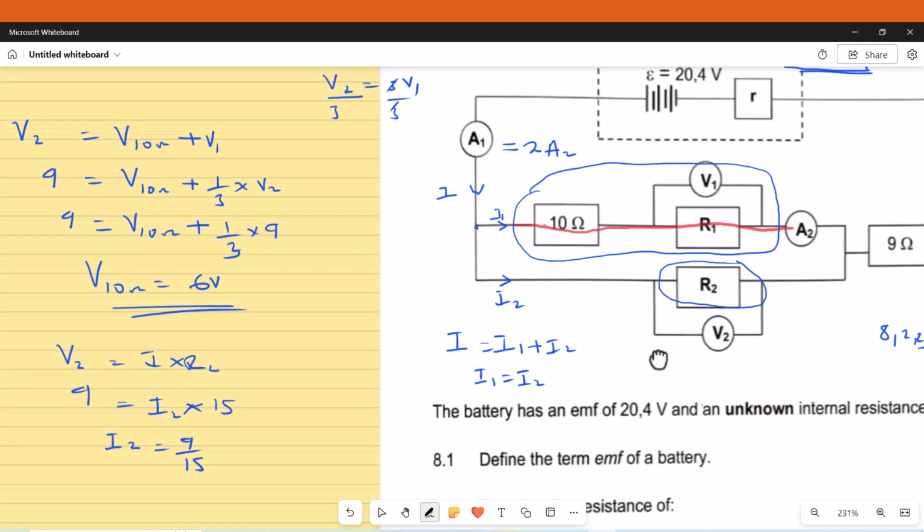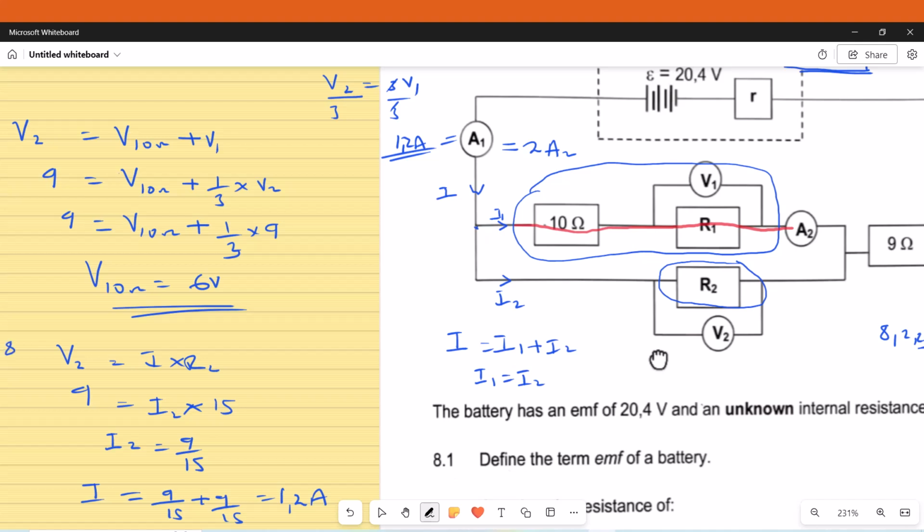But the current I, we said, is the same as these two branches added together, and the branches are equal, so it's going to be 9 over 15 plus 9 over 15. So which answer do we get here? On the calculator, 9 over 15 plus 9 over 15, what do we get? Here we get 1,2 amperes. 1,2 amperes is our reading on ammeter A1. That is question 8.1.